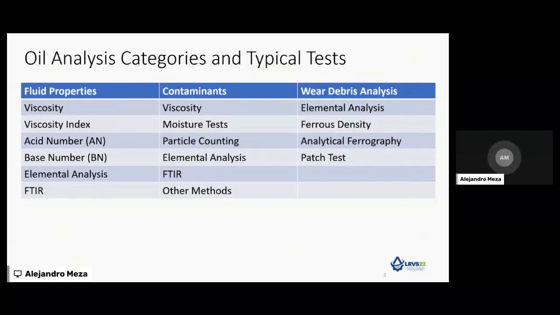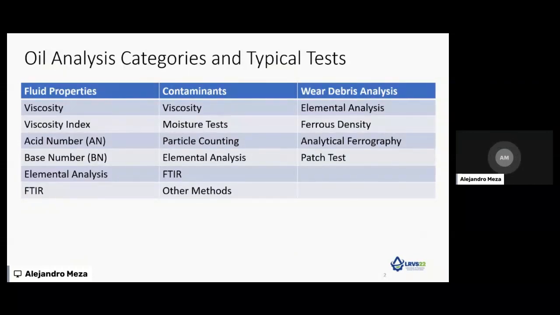First of all, we monitor fluid properties, and fluid properties is all the intrinsic parameters, physical and chemical, that a lubricant has related to its formula. So it could be viscosity, acid number, viscosity index, elemental analysis. We can use infrared to characterize the lubricant. We know that infrared, FTIR, is known as the fingerprint of every lubricant. And we use the fluid properties just to characterize, to identify the product.